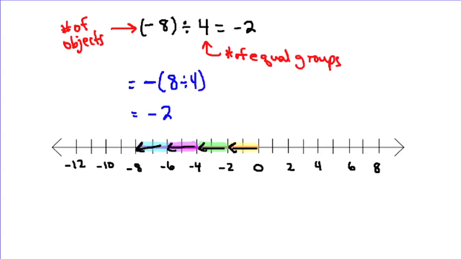So we get a rule from this case, which is really the same as our multiplication rule: if we have a negative value divided by a positive value, that is always going to be equal to a negative value.